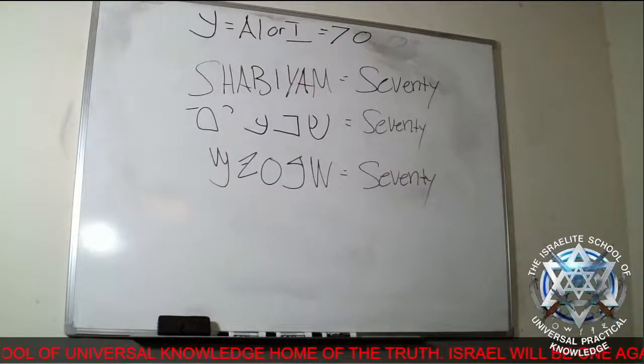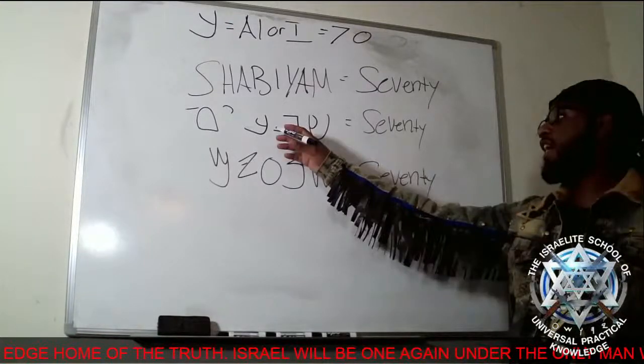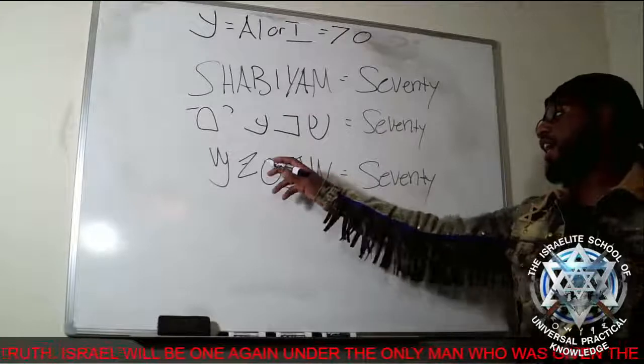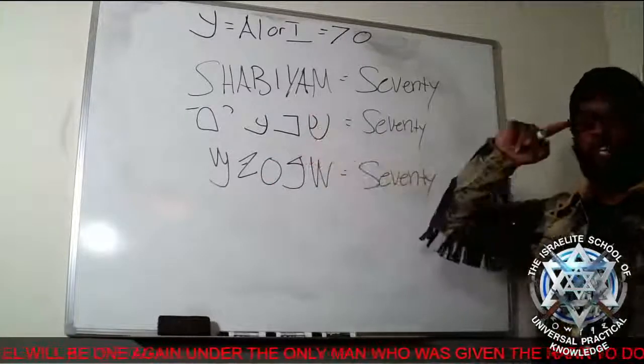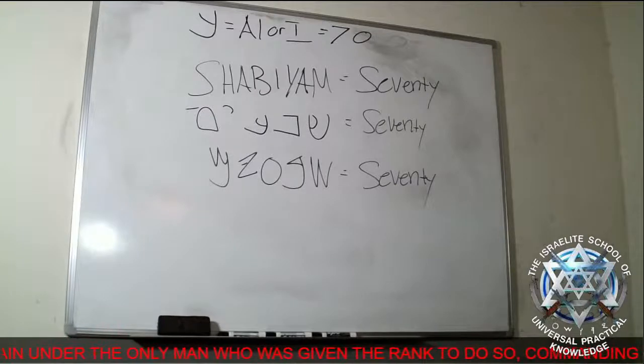But hold on. So Shabayim. This is your Shah, your Ba, your I, your Ya, and your Ma, in the Assyrian and the Paleo. You put it together and it's Shabayim. All right. So let's get the next one.